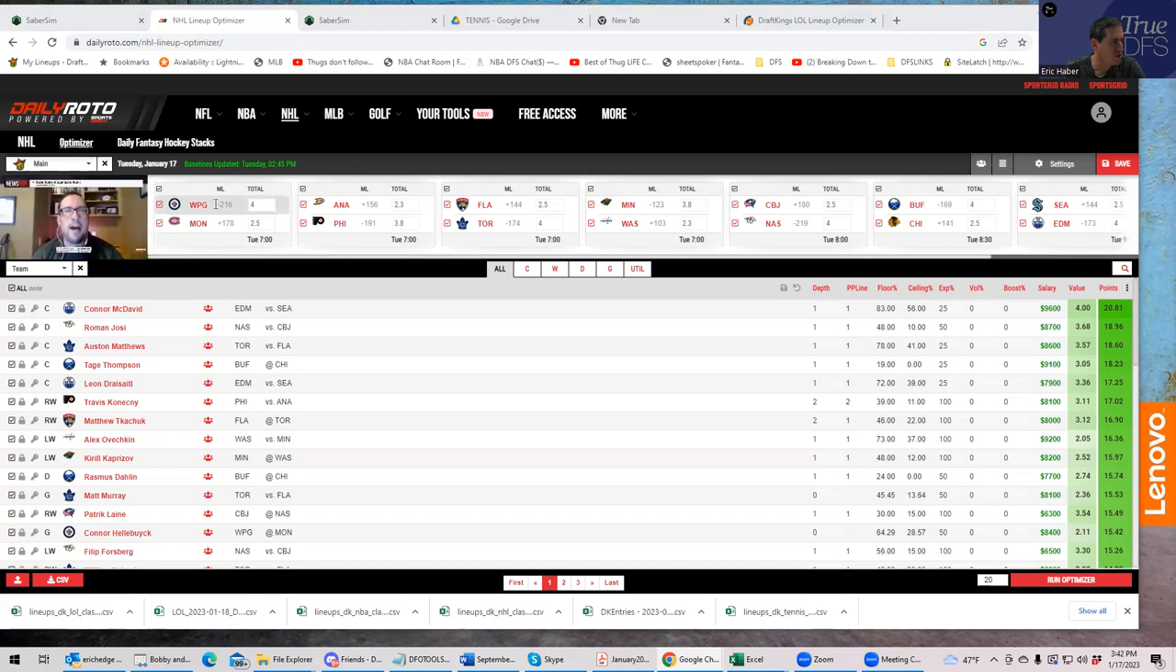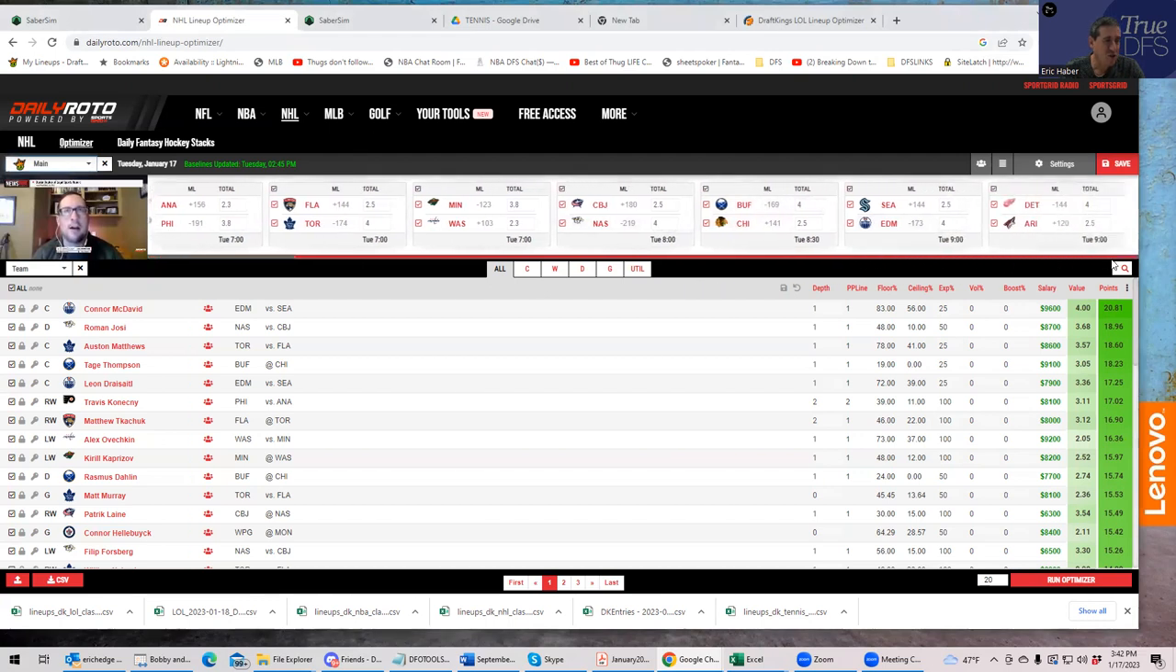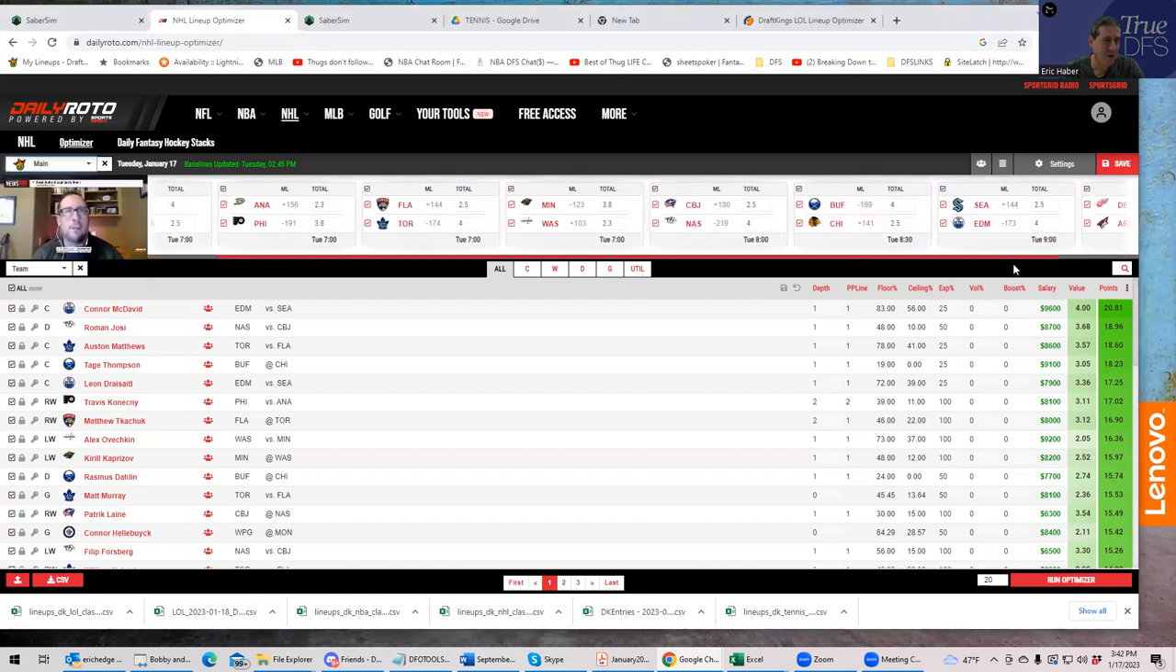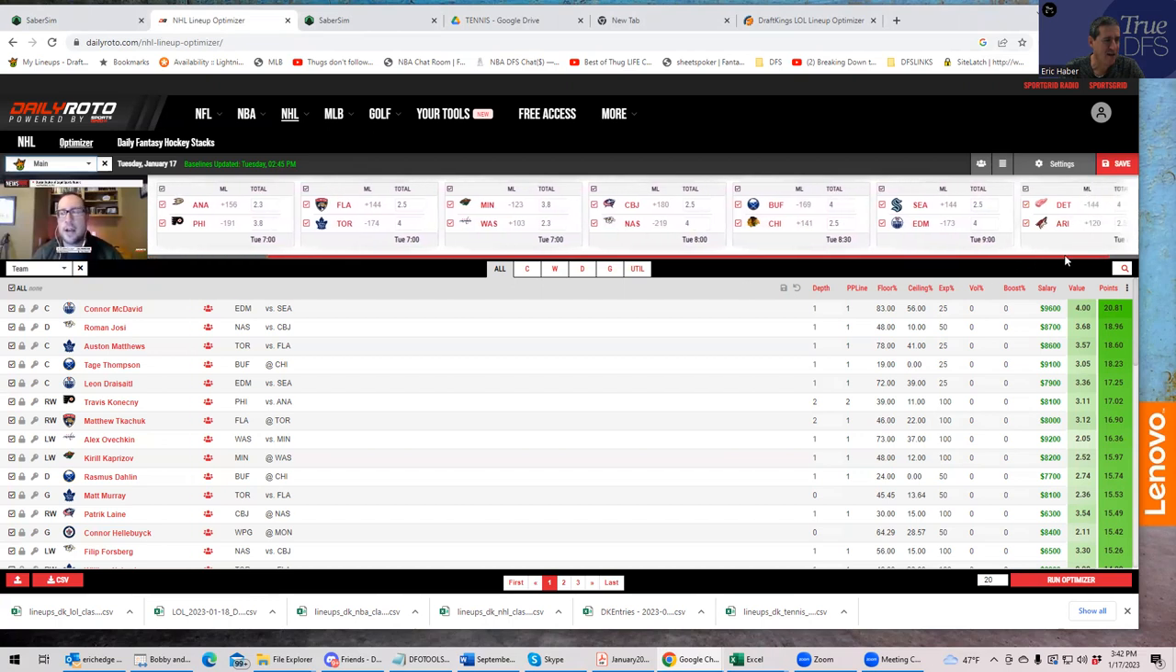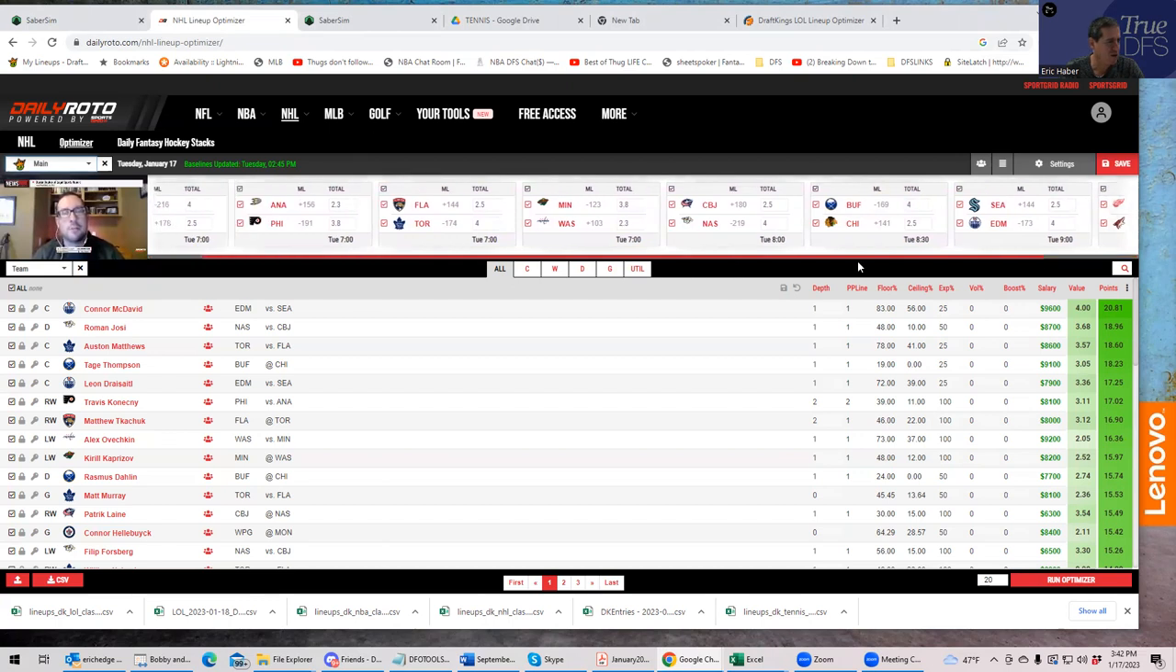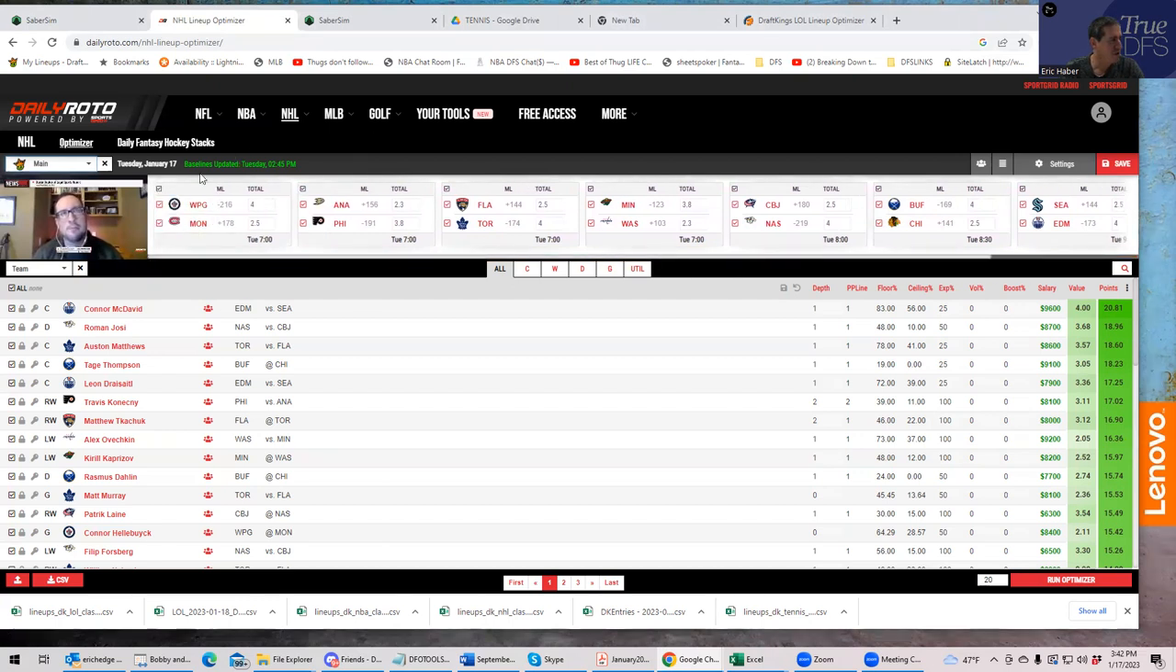Let's look at some team totals. So this is Daily Roto. They have Winnipeg with a 4, Toronto with a 4, Nashville with a 4, Buffalo with a 4, Edmonton with a 4, and Detroit with a 4, actually. So they have a bunch of teams that are vying for that top spot. The Detroit at 4 is actually very, very interesting. I wouldn't expect that. The other teams are just teams we're used to.